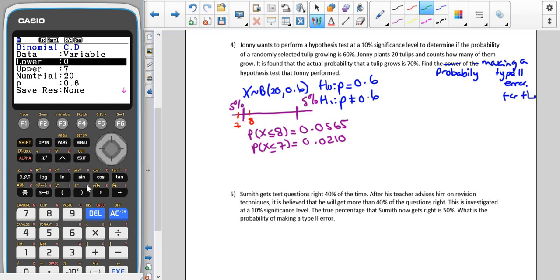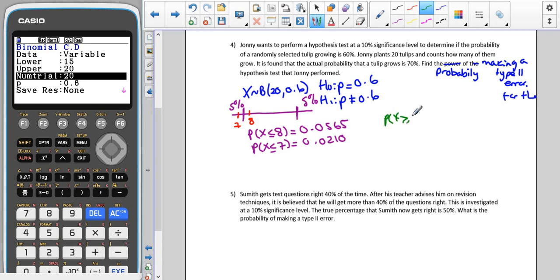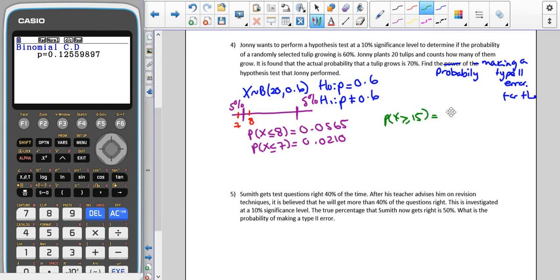Looking at the top end, so again, 12 was going to be the mean. So I'm going to try a number that's bigger than 12. Let's try 15. So 15 can be my lower. We're only going up to 20, so 20 is my upper. Still the number of trials is 20 and the probability is 0.6. So the probability of x being greater than or equal to 15 gives us 0.126. So that's not a small enough area, so I'm going to have to try a bigger number. So let's try greater than or equal to 16.